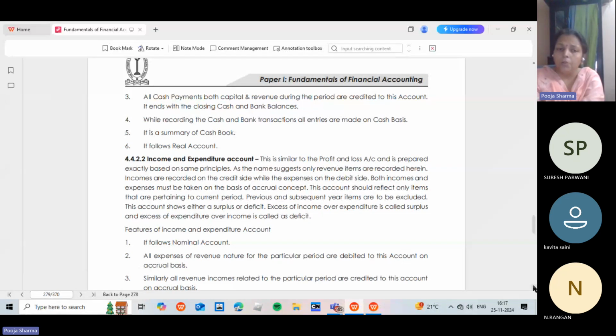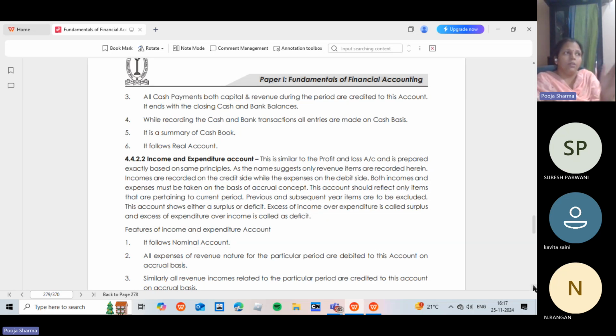Second feature, it is of a revenue nature. Only the items that relate to revenue and are of a revenue nature should be shown on the income side. Previous and subsequent items are to be excluded. In the receipt and payment account, all items, whether of the present, past, or future, are recorded. But what about the income and expenditure account? Only the transactions that relate to the current financial year, for which we are making the financial statement, are recorded.